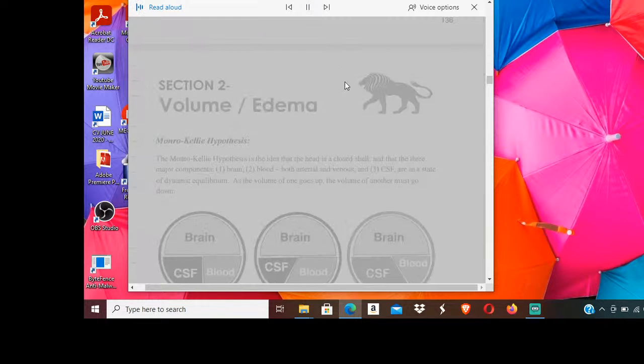136. Section 2. Volume and edema. Monro-Kellie hypothesis. The Monro-Kellie hypothesis is the idea that the head is a closed shell, and that the three major components, 1. Brain, 2. Blood, both arterial and venous, and 3. CSF, are in a state of dynamic equilibrium. As the volume of one goes up, the volume of another must go down.